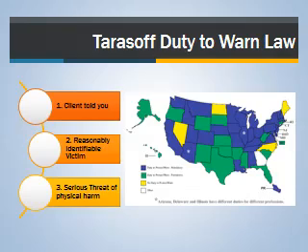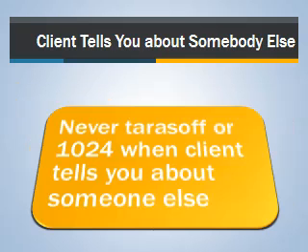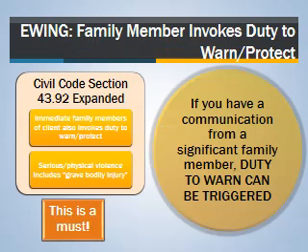And another thing to know is the client has to tell you about this. Well, it can be someone else, but we'll go into that. So the client tells you about somebody else, they're going to go kill this person? Nope, can't break confidentiality there. Now, Ewing expanded it to say, hey, if somebody's wife calls and says he's about to kill XYZ and he is your client, this is a case in which if there is a threat of grave bodily injury, the duty to warn can be triggered.